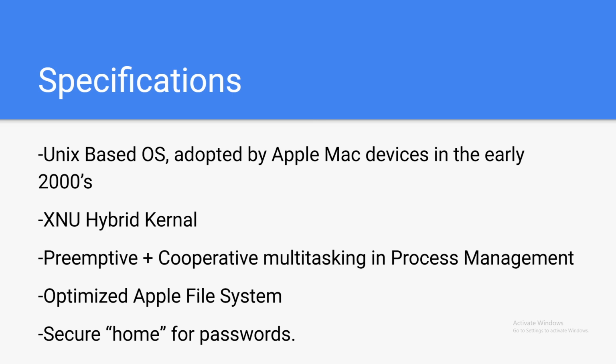As for the file system, Sequoia still uses the Apple file system like past macOS's, optimized especially for solid-state drives, offering features like strong encryption, space sharing, and quick directory sizing. Lastly, with the addition of the new Apple Intelligence, Sequoia offers a new passwords application allowing users to safely and securely store all of their passwords in one place.